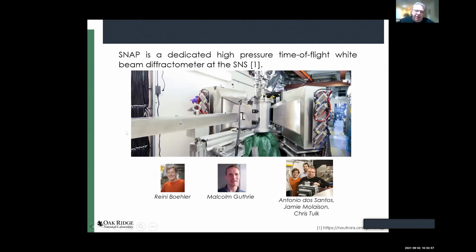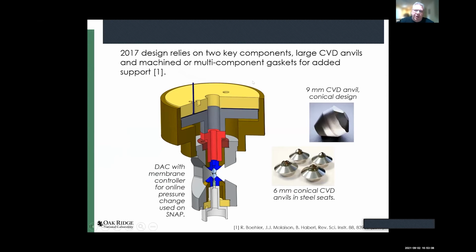So the neutrons come in here. This is a focusing guide that can focus the neutrons down to about 1 millimeter. Focusing neutrons is difficult. They don't have a charge. So this is the standard workhorse diamond anvil cell at SNAP. There's a press which is driven by a gas, most often helium.